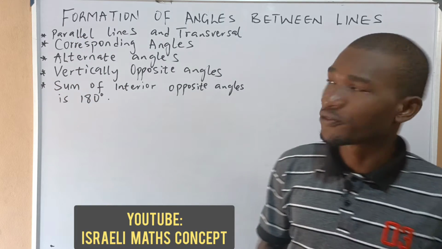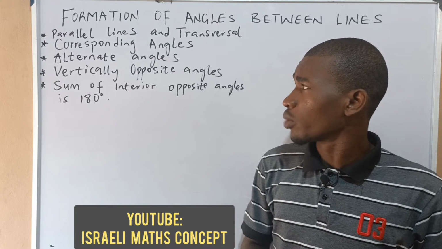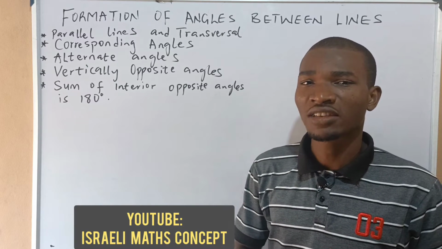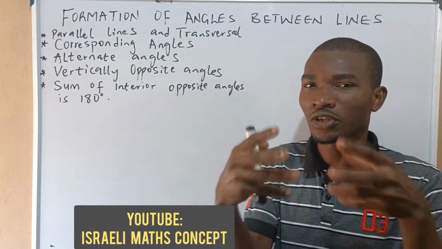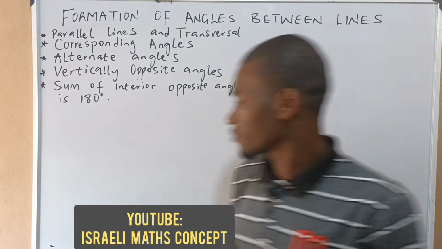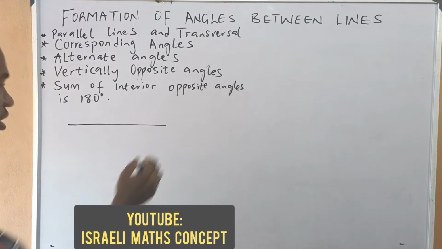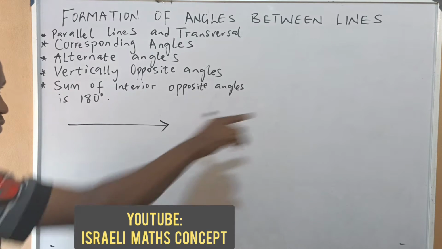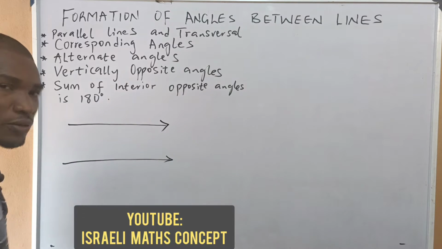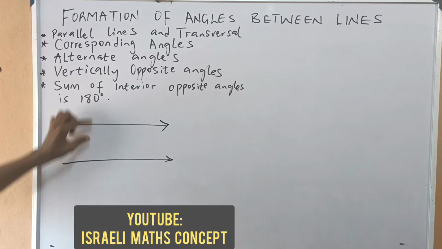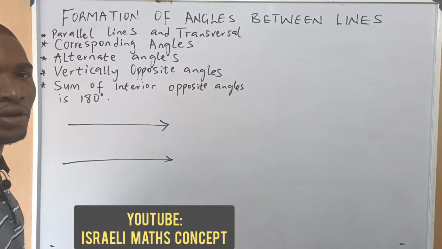All right, I want to begin with the first concept, parallel lines and transversal. It is very simple. What is a parallel line? We say that two lines are said to be parallel if they are moving in the same direction but they do not touch each other. Let's take for instance, if we have a line of this form, let's indicate it with an arrow showing that it is moving eastward. If we have another line of this form, looking at these two lines, they are moving in the same direction. Hence, we call these two lines parallel lines.